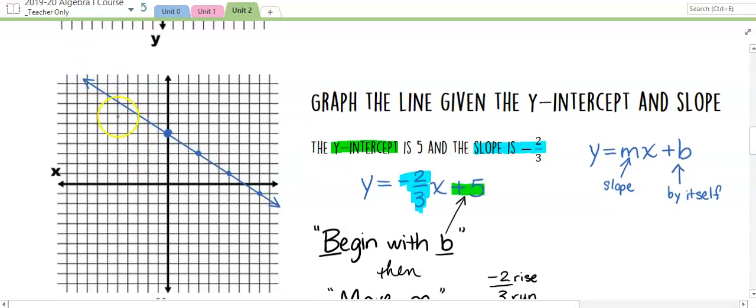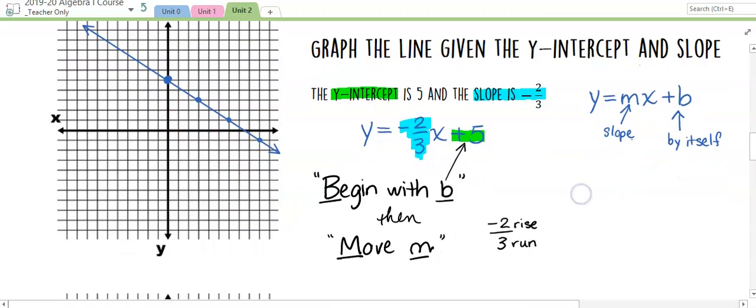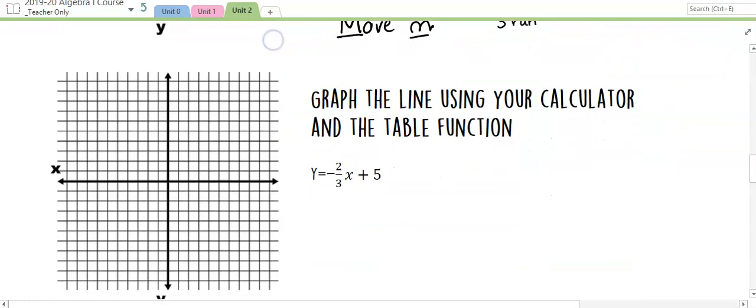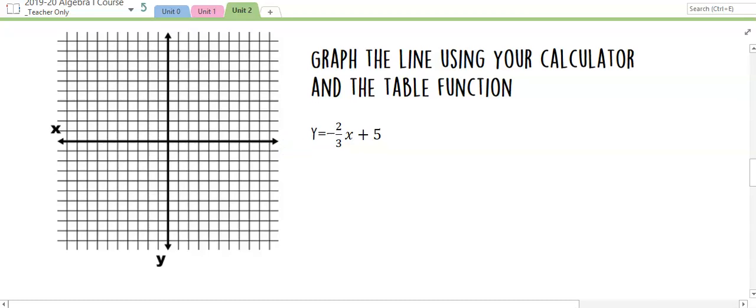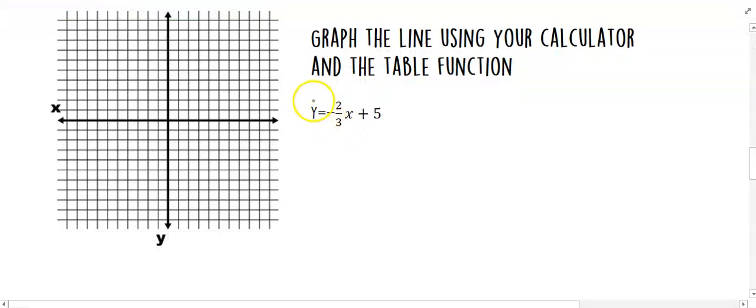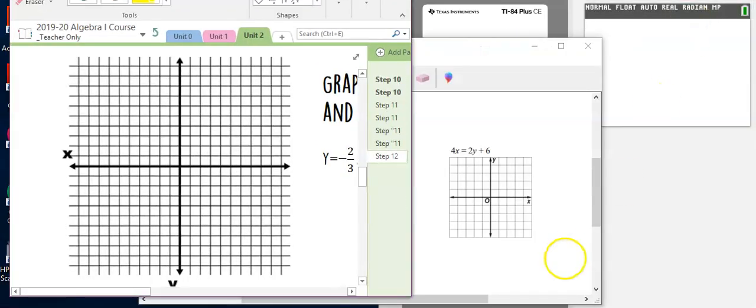And again, my line goes all the way through the coordinate axis. It does not just stop where I had plotted some points. A fourth option is to use your calculator. Sometimes they'll give you an equation, and you can just plug it right into your calculator, particularly if it's already in slope-intercept form or y is all by itself. That's key. We need y to be by itself.